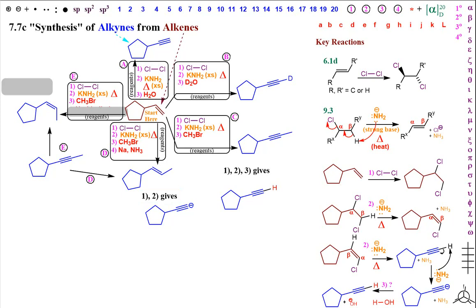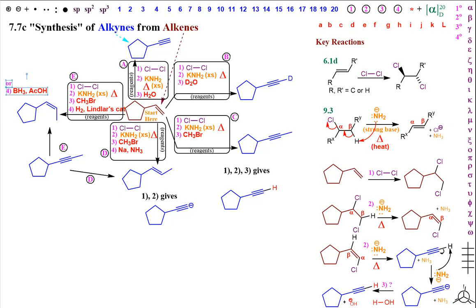And now the final question is, how do I convert an internal alkyne down here to a cis-alkene? That involves either hydrogenation using Lindlar's catalyst or borane followed by acetic acid. Hydroboration protonolysis, we call that. And that gives a cis-alkene.